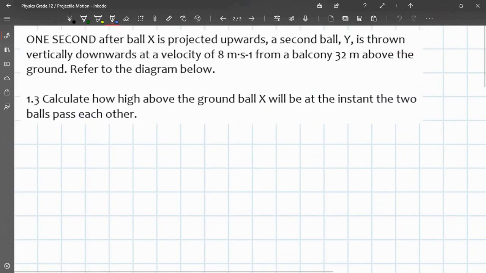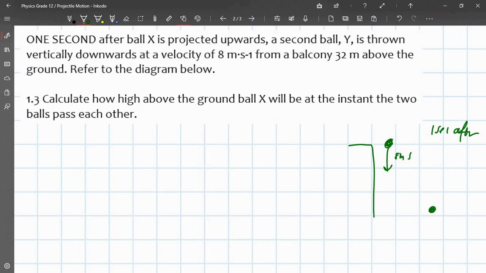Right. So let's go through it. It says, 1 second after ball X is projected upwards, a second ball Y is thrown vertically downwards at a velocity of 8 meters per second from a balcony 32 meters above the ground. Refer to the diagram below. So there was a diagram, and I'll just draw that in quickly. It had some sort of building here. A ball, this is ball 2. It was being thrown down at 8 meters per second. And this is, remember, 1 second after.